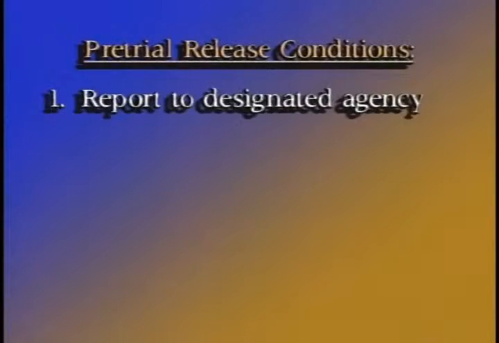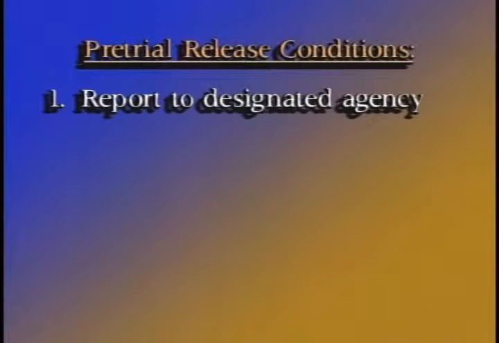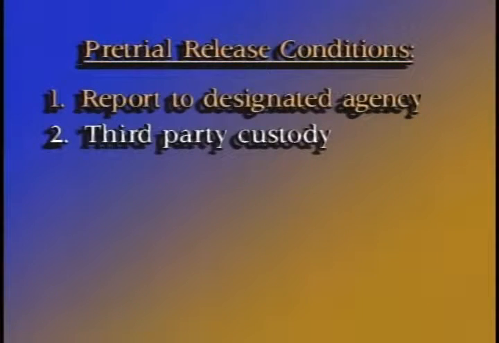The first release condition we'll discuss is a condition requiring the defendant to report to a designated agency. This typically will be either the Pretrial Services Agency or the Probation Department, depending on which agency is responsible for pretrial services in your court. The frequency and type of contact usually can be set by the officer responsible for monitoring compliance with the order of release.